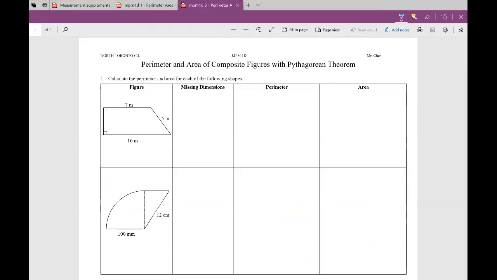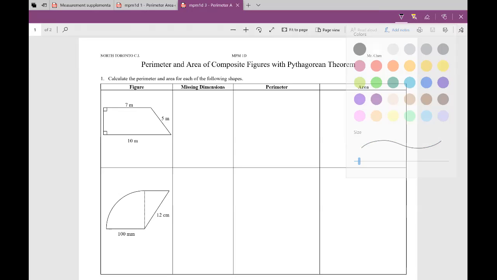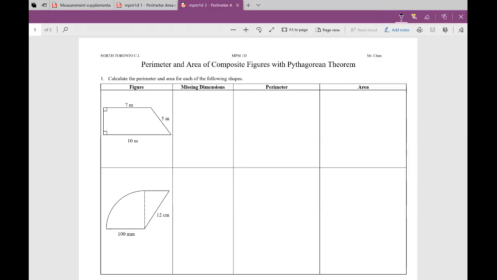So now we're looking at our other perimeter and area composite figure worksheet with the Pythagorean Theorem. Really quickly as a review from grade 8, a lot of you know if we have a right angle triangle, call the sides A, B, and C, the Pythagorean theorem is C squared is equal to A squared plus B squared. So I wrote that at the top.